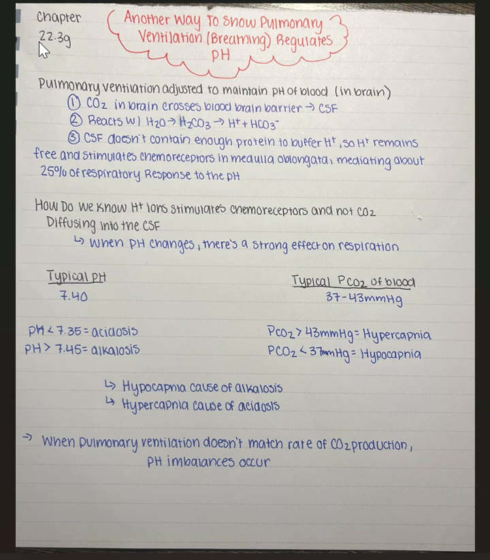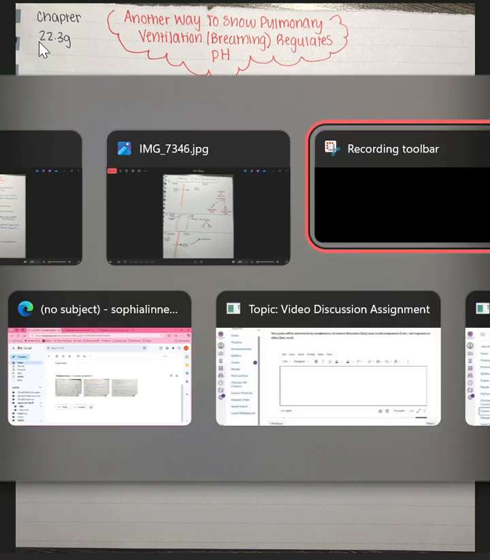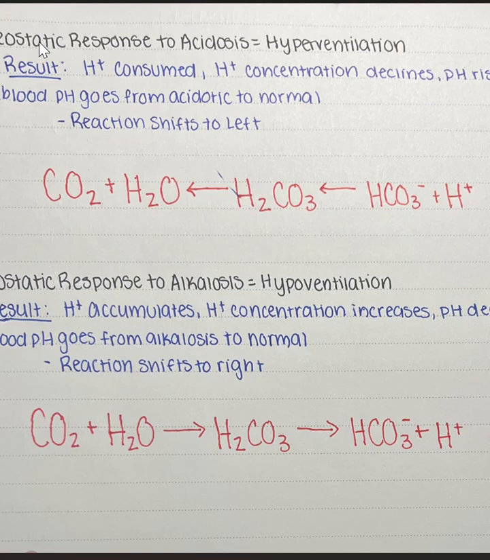Now, how does pulmonary ventilation fix this? There's two specific reactions we can use to show this. In terms of a homeostatic response to acidosis, and if we remember, acidosis is going to be when the blood pH is lower than 7.35, the homeostatic response is called hyperventilation, or eliminating carbon dioxide faster through expiration than the body produces it.